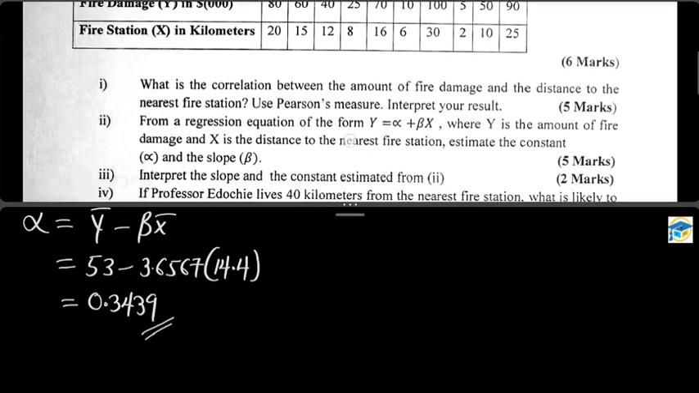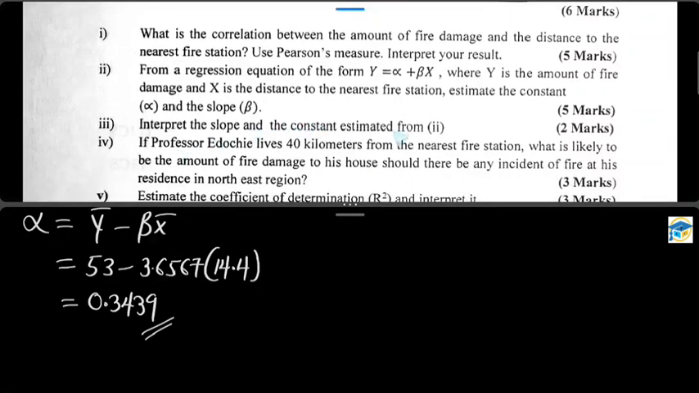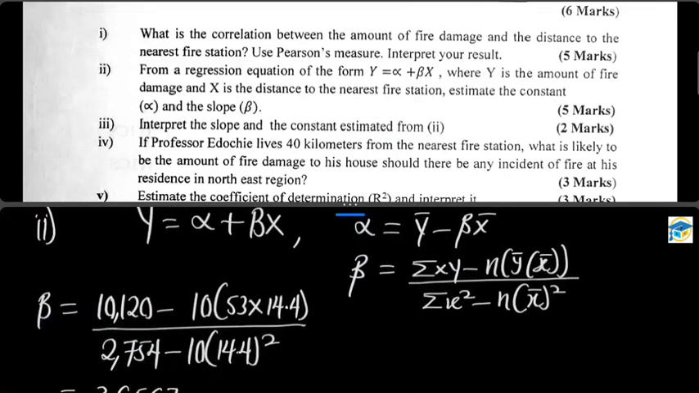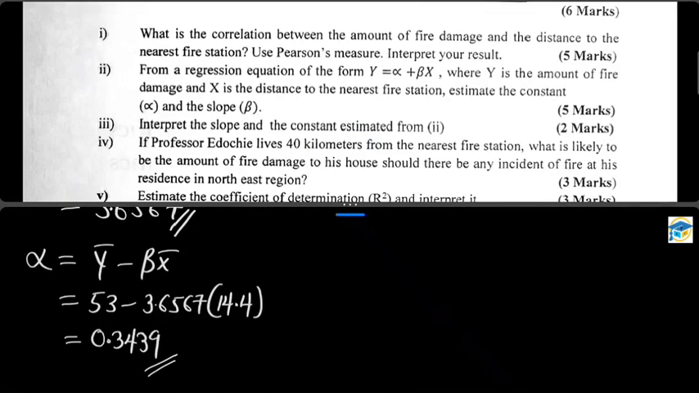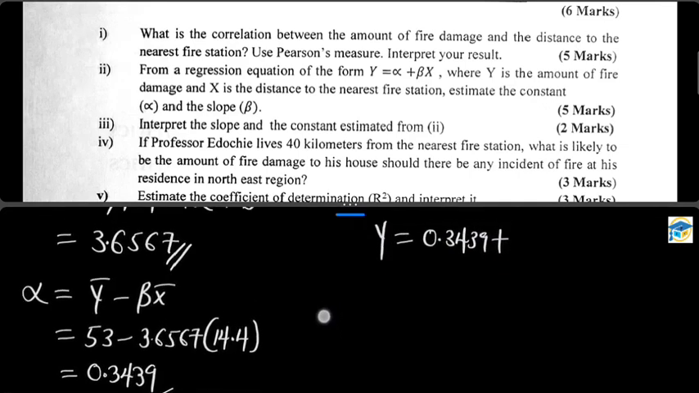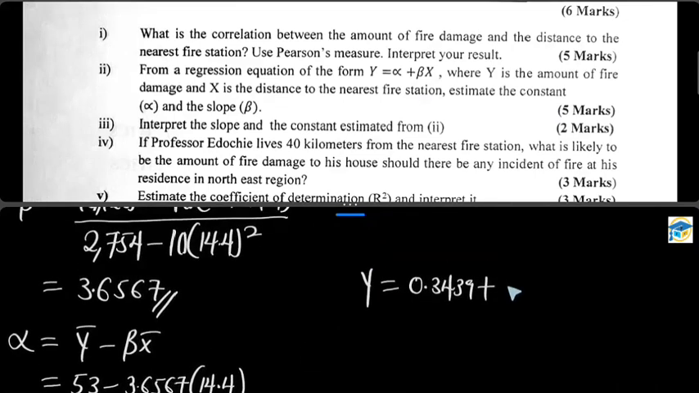The next question is, we are asked to interpret the slope and then the constant estimated from II. So let's move on to II and see how the interpretation goes. We can say that our regression equation is going to be the constant 0.3439 plus our slope, 3.6567, multiplying x. So this becomes our regression equation.